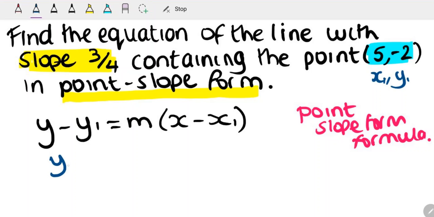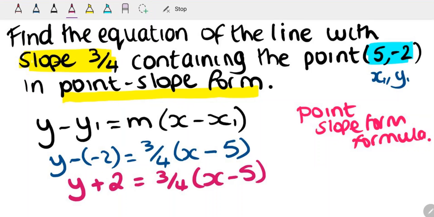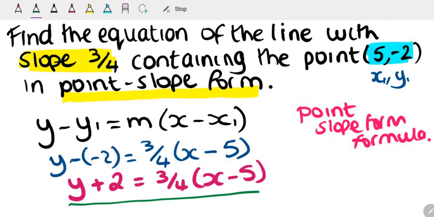So we have y minus -2 and our m value is our slope, which is 3/4. We have x and then we have a -5. So we just need to simplify this. So y plus 2 is 3/4 x minus 5. And this is our final answer in point slope form.